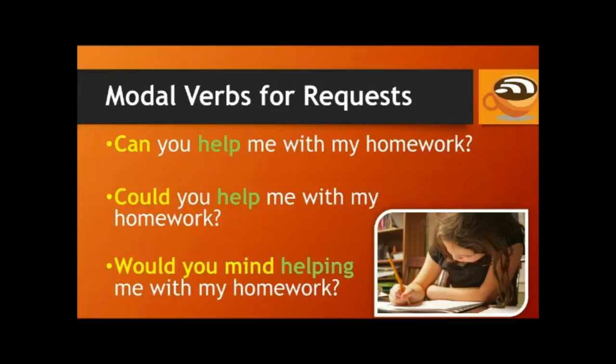Also, notice that after can and could, we use the base form of the verb, help. And after would you mind, we use the ing form, helping.